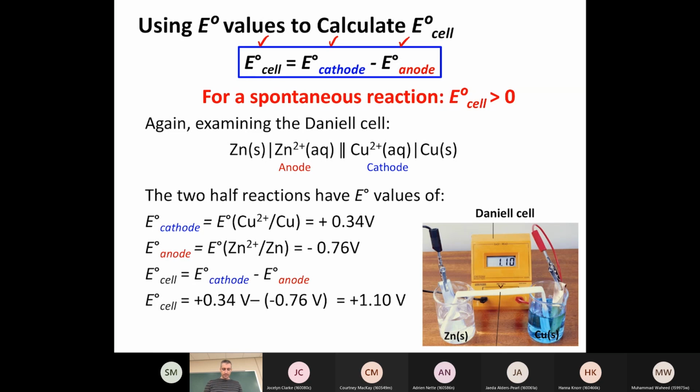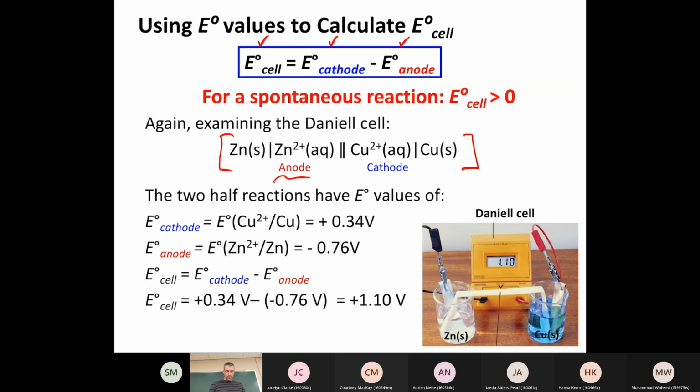So the Daniel cell, right? We've looked at this one many times. That's the zinc copper cell. Well, we know what the two half reactions are. There's the zinc, and we would write it as a reduction. So it would be Zn2+ plus 2 electrons goes to zinc solid. That one is undergoing oxidation. That's the anode. The copper is the cathode. It's undergoing reduction. We would write the standard reduction potential as Cu2+ plus 2 electrons goes to copper solid.